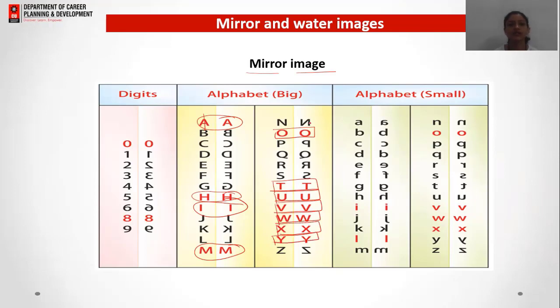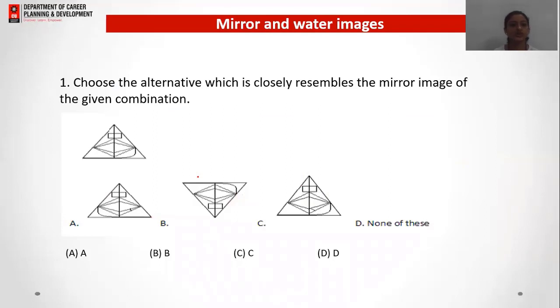So these are the mirror images of digits, capital letters as well as small letters. Now we will do some questions related to this. Question number 1 is choose the alternative which is closely resemble the mirror image of the given combination. This image is given to us and we have to find out the correct mirror image of the given figure from the given options.